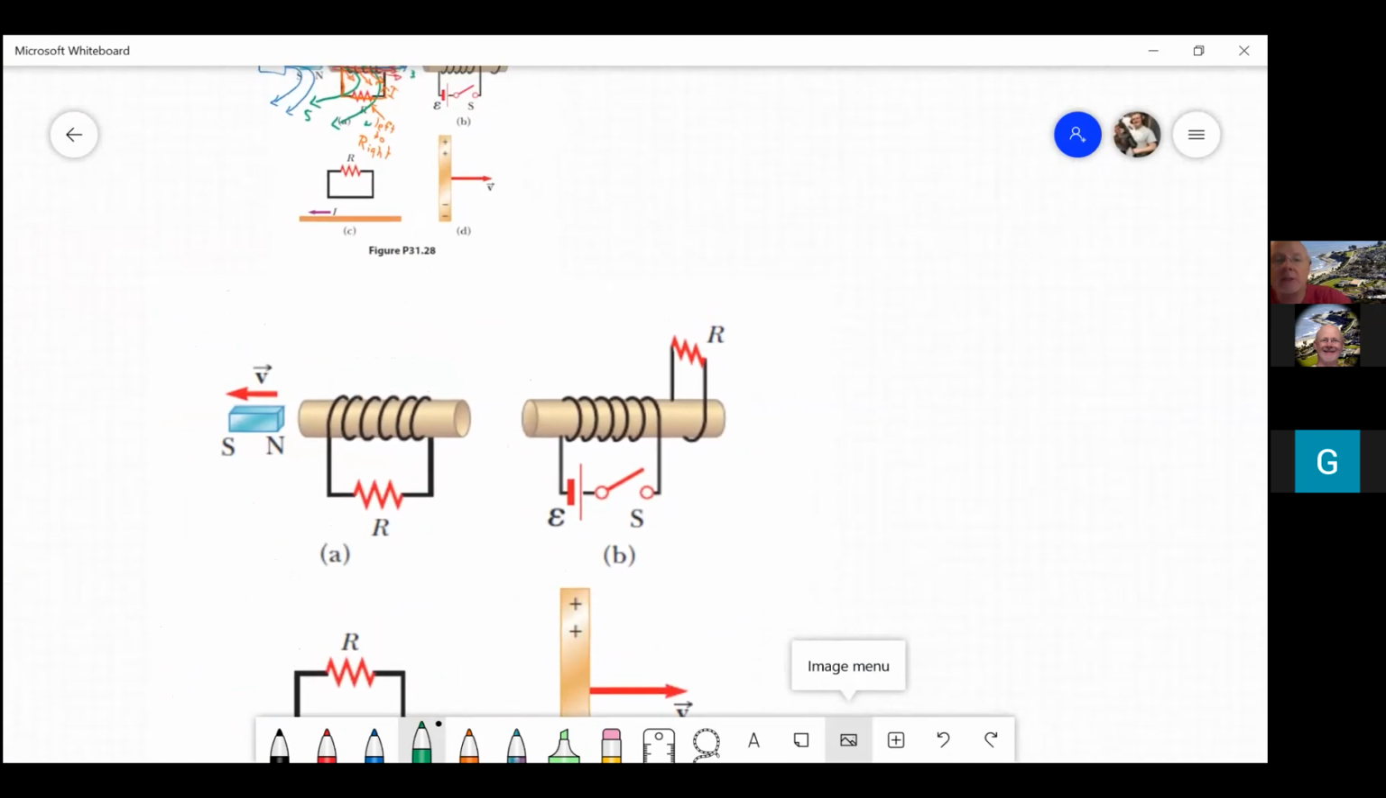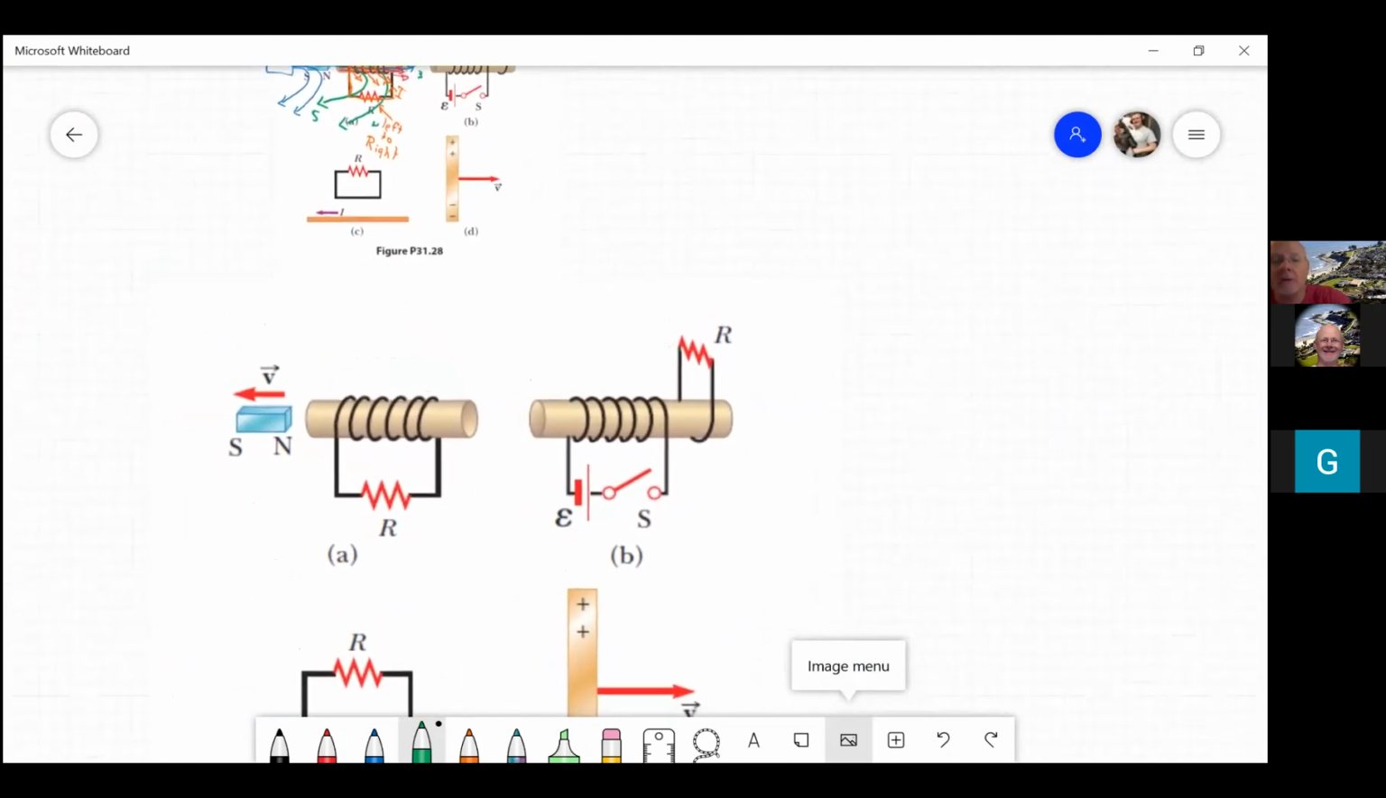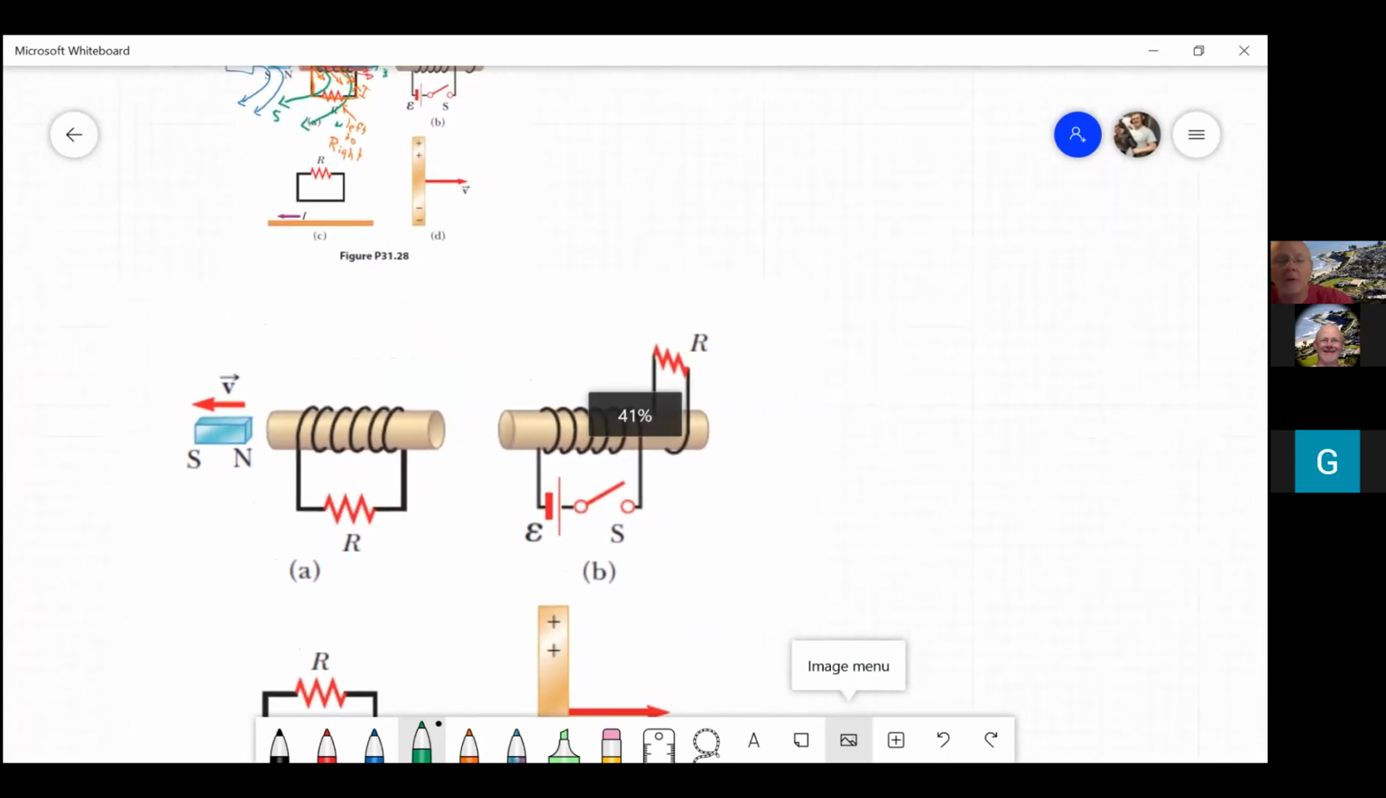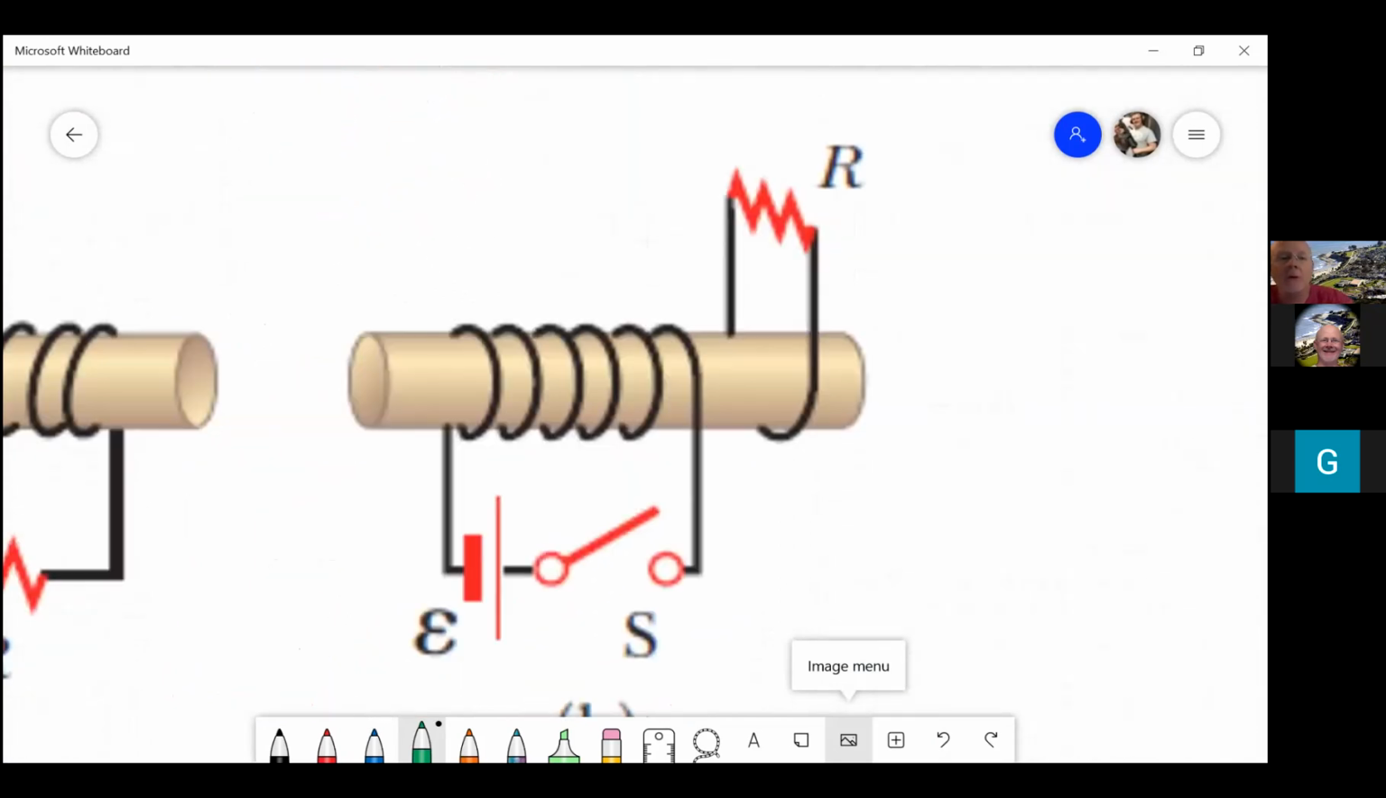Well, maybe I do have to. Huh. When I touch it, it got small. Okay. But what I want to get across here is no flux. Right now, there is no flux anywhere. There's no magnets around. There's no current around. There is no magnetic flux. So I'm focusing my attention on where the resistor is, the right-hand side here, and saying, well, there is no flux.